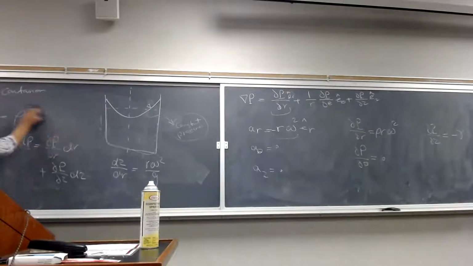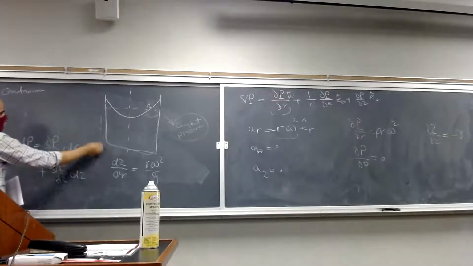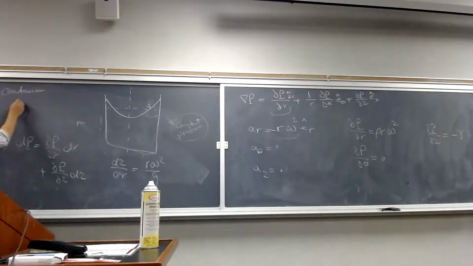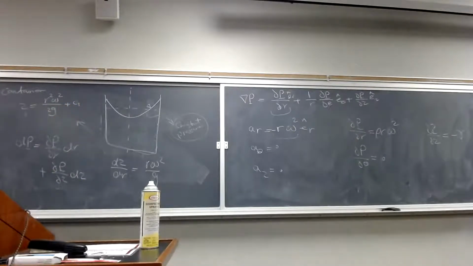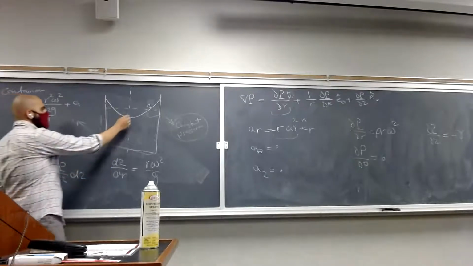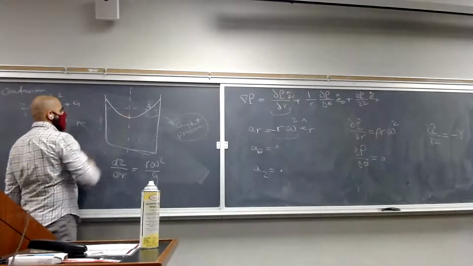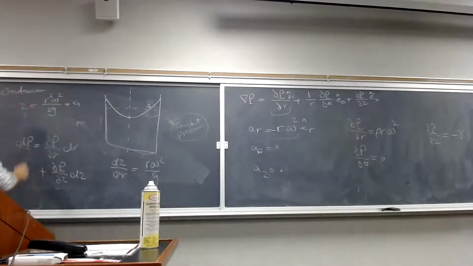We can actually go a little further this time. We could have done this before as well, but we didn't need to. We can take the integral here with respect to R, which is going to be Z equals R squared omega squared over 2g plus a constant value. And that constant value is a height for which we are looking at the free surface. This is a free surface equation.